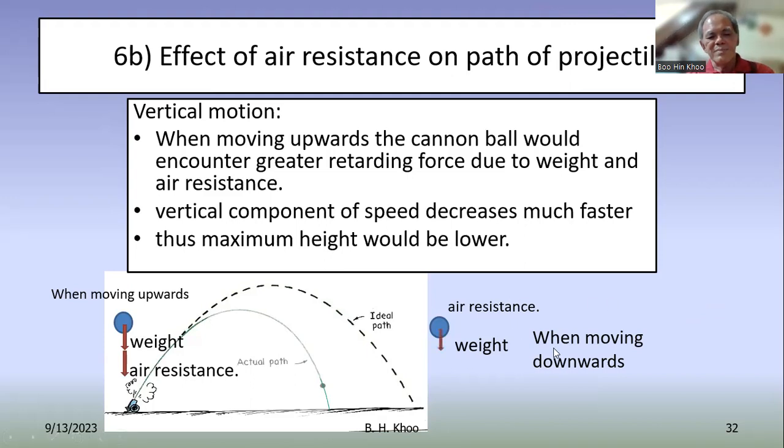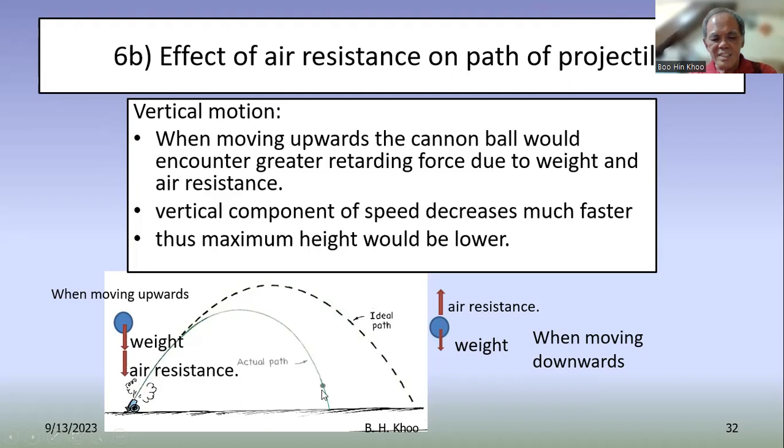Right? Whereas when it's moving downwards, the weight is going down and air resistance is upwards. So the resultant force, the acceleration, is now smaller, smaller than g. Right? This one, going up, is greater than g. The deceleration is greater than g. So the path is no more symmetrical. The effect of air resistance, that's the actual path.